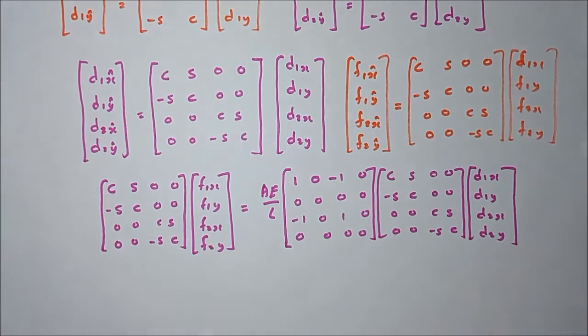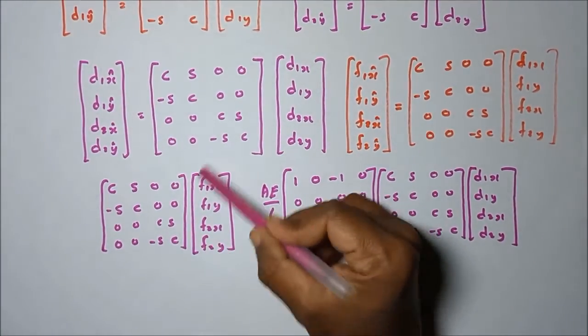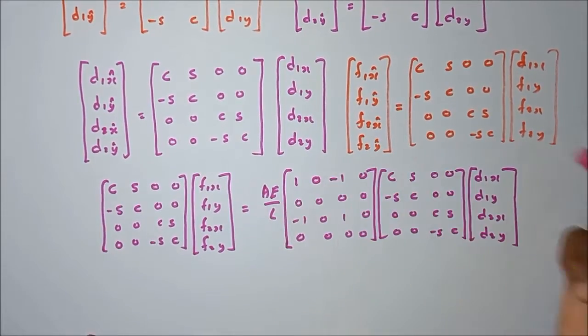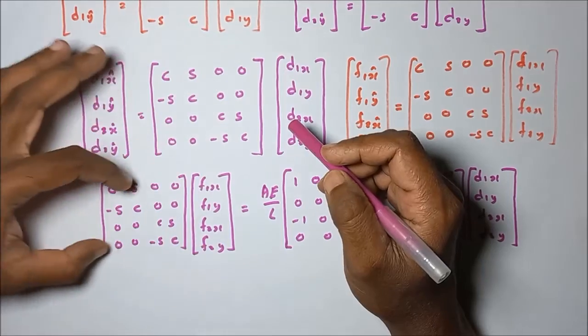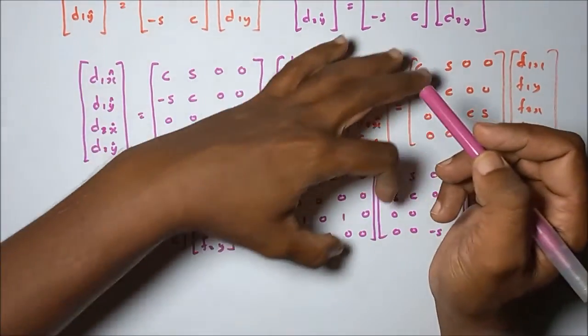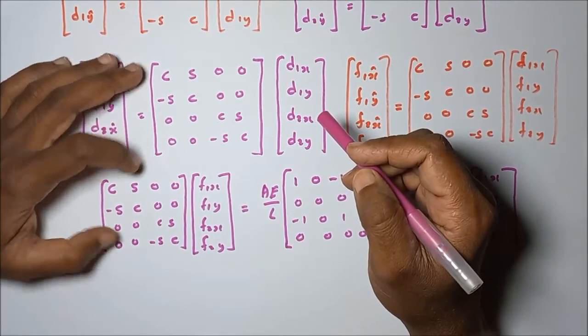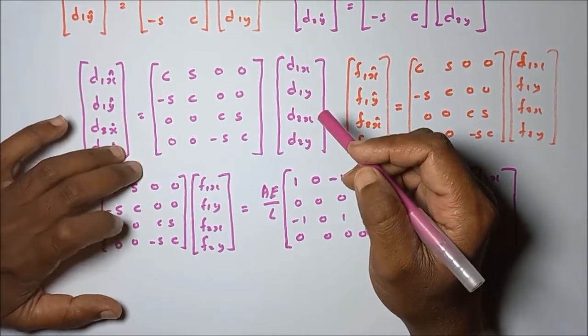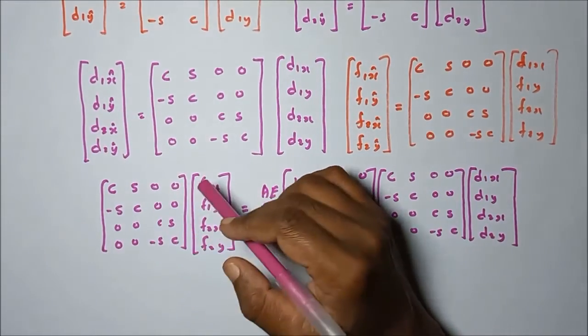Then I am going to simplify this equation. We want to make this matrix the subject. How do we make this matrix the subject? We have to remove this one. By multiplying by the inverse of this matrix, we can remove this matrix. I am going to multiply both sides by the inverse of this matrix.